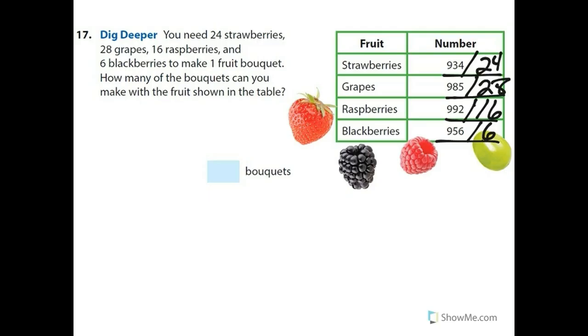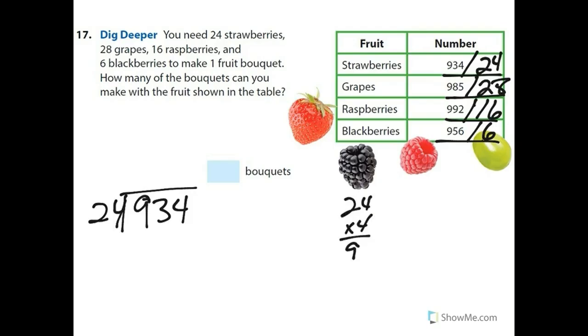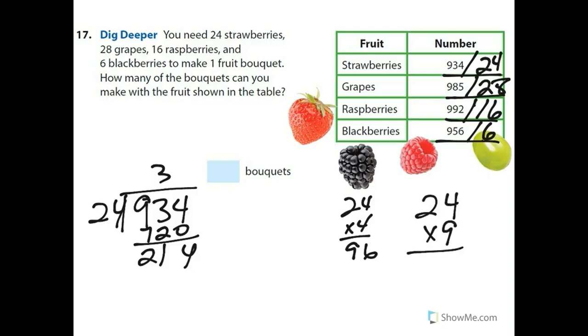All right, so 934 divided by 24. Well, if it was 20 and 800, it'd be 4. 24 times 4, that's going to be 96. That's going to be too much. So I'm going to do 24 times 3. That's going to be 720. So we get 4, 1, 2. I can't do 9. How about 8? Oh, I can't do 10. How about 9? That'd be 180. Let's try that. Maybe it's too much.